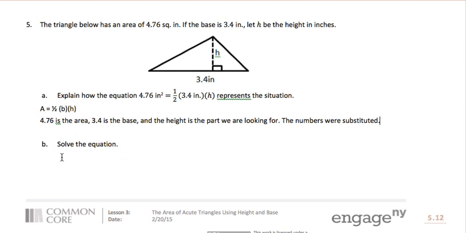And when we solve the equation, first of all, we would need to multiply 3 and 4/10 times 1/2, which would give us 1 and 7/10 times h. And then we would divide by 1 and 7/10 on each side. Which will give us 2 and 8/10, and these are our units. Our units are in inches.